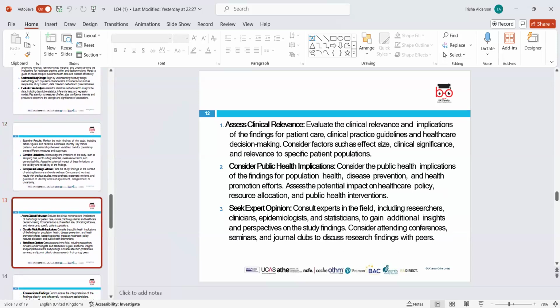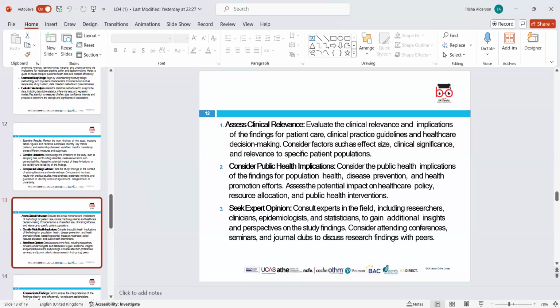We need to assess clinical relevance. We need to be able to evaluate the clinical relevance and the implications of the findings in order to improve patient care, clinical practice guidelines, and healthcare decision-making. You need to consider factors such as the size of the research that you did, the surveys, the clinical significance, and the relevance to specific patient populations. Was everything relevant to the people that you had in front of you?